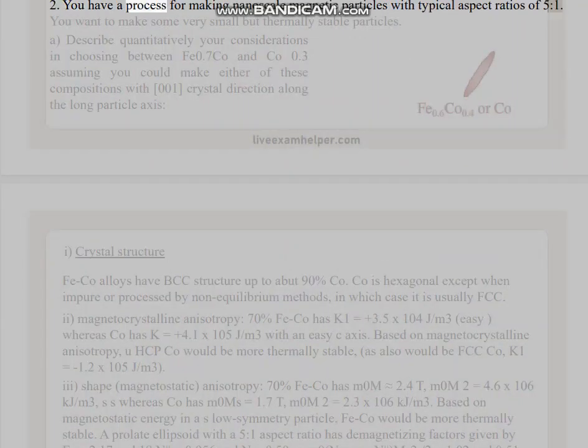2. You have a process for making nanoscale magnetic particles with typical aspect ratios of 5 to 1. You want to make some very small but thermally stable particles. A. Describe quantitatively your considerations in choosing between Fe0.7Co0.3 and Co, assuming you could make either of these compositions with the 001 crystal direction along the long particle axis.